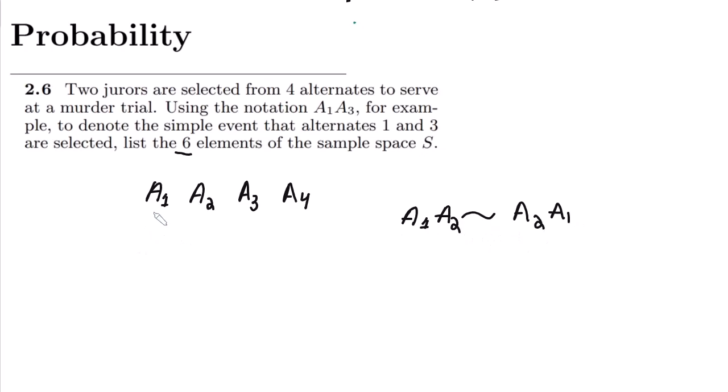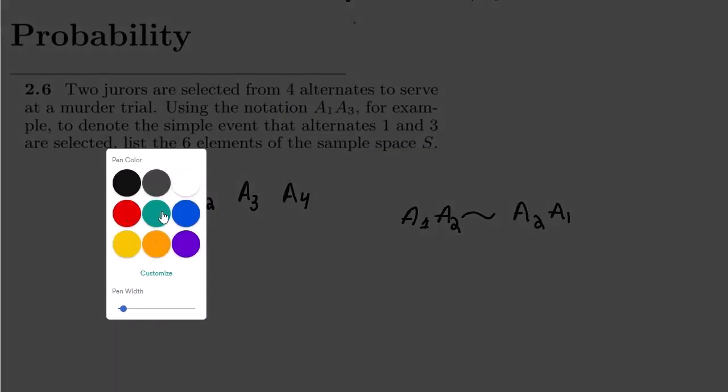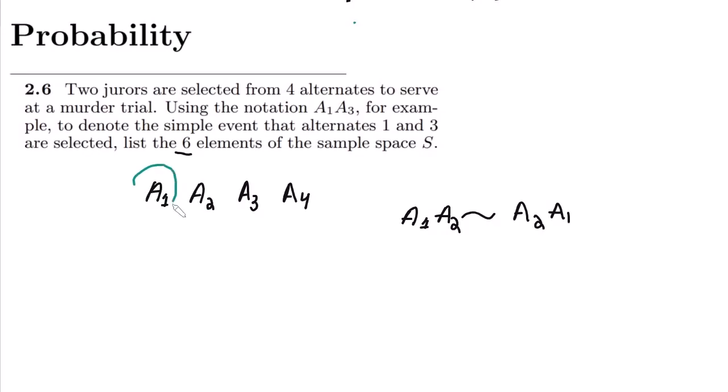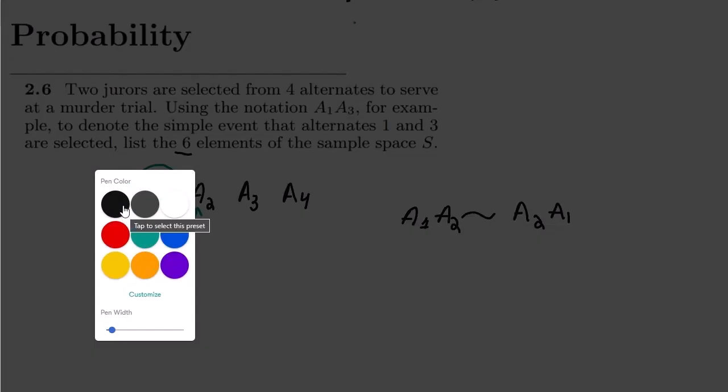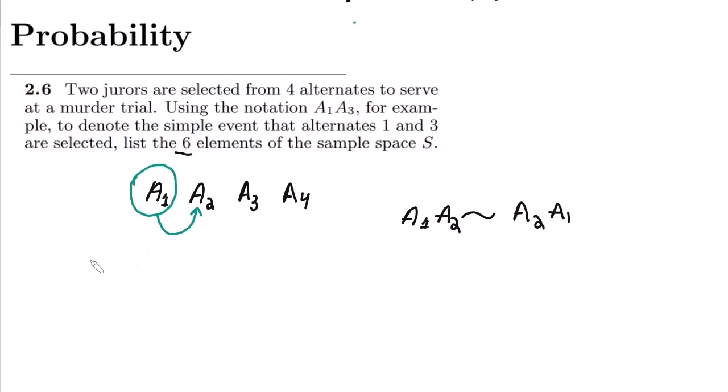So let me have here the juror, one of the jurors will be A1, and the second would be what? So let me first take the first juror. Let me select this color for it. So this will be A1, and with it first let me select A2. Okay, so what I will get from it, let me use this color here as well. Okay, so here I will get what? I will get A1, A2.